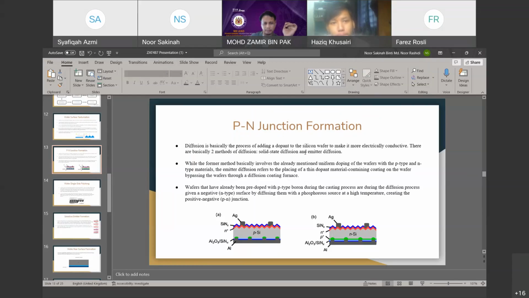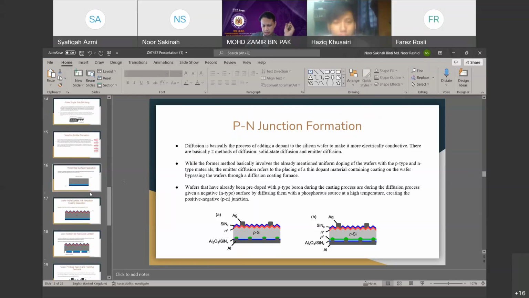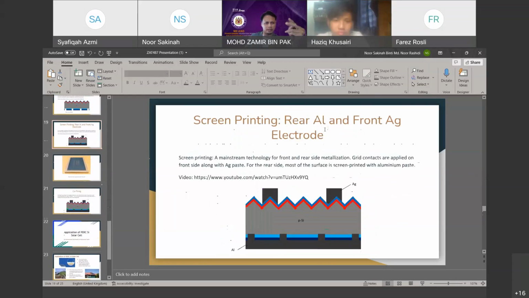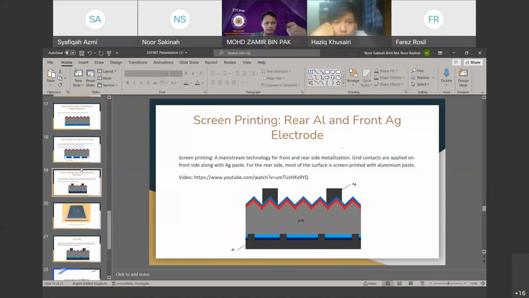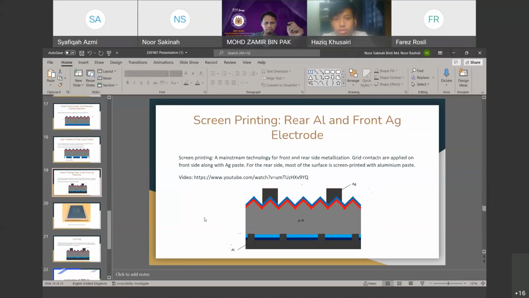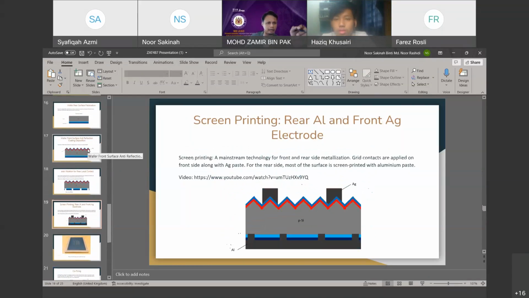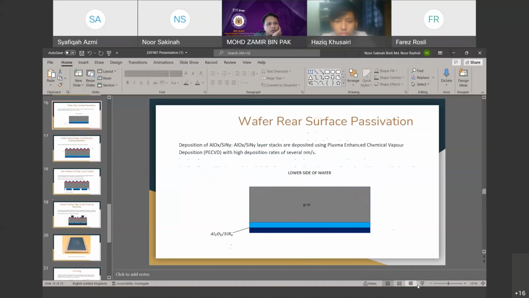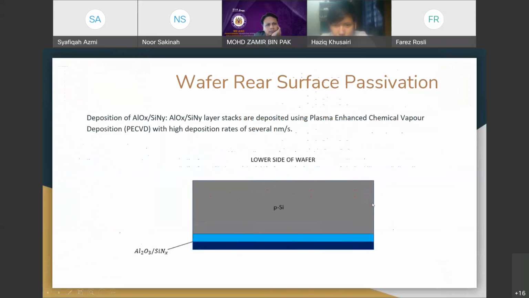I think Haziq presented about the rear passivation. So can you go to that slide and explain a little bit how the layers are arranged in sequence? Is it nitride first, then oxide, or oxide first, then nitride? I think you label that one, slide 16. So which one comes first on that part?